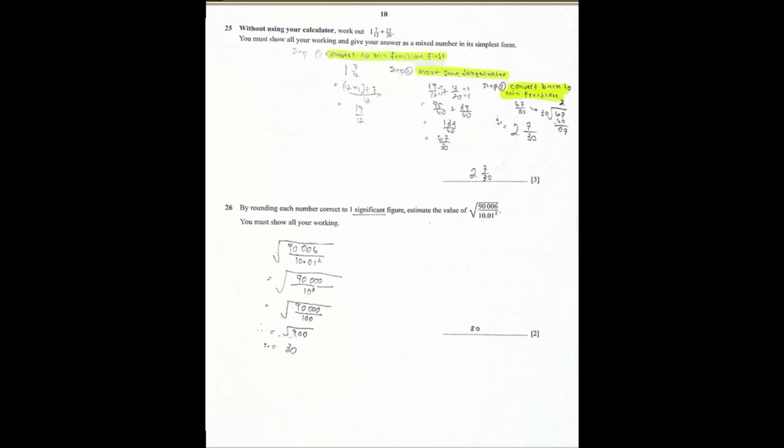Question 26. By rounding each number correct to one significant figure, estimate the value of square root of 90.006 over 10.01 squared. You must show all your working here. So here is the working that I have shown as follows, and you must get your final answer as 30.